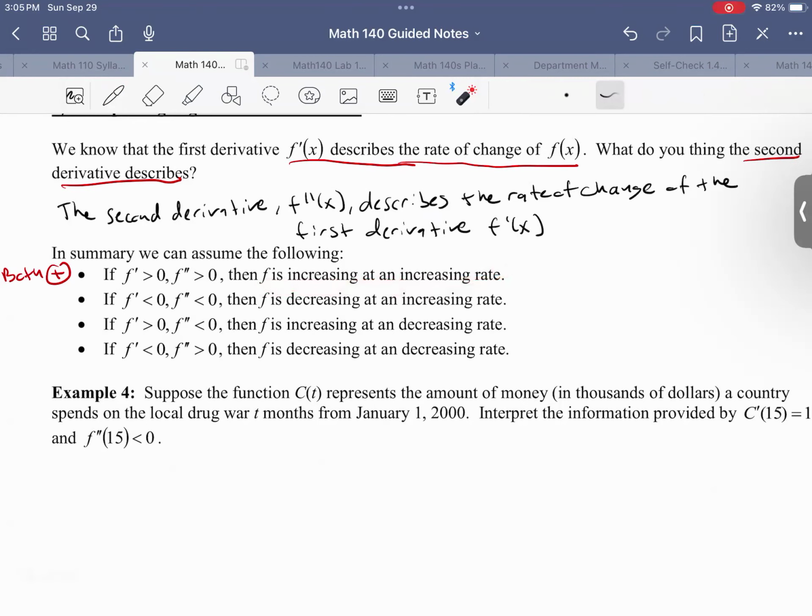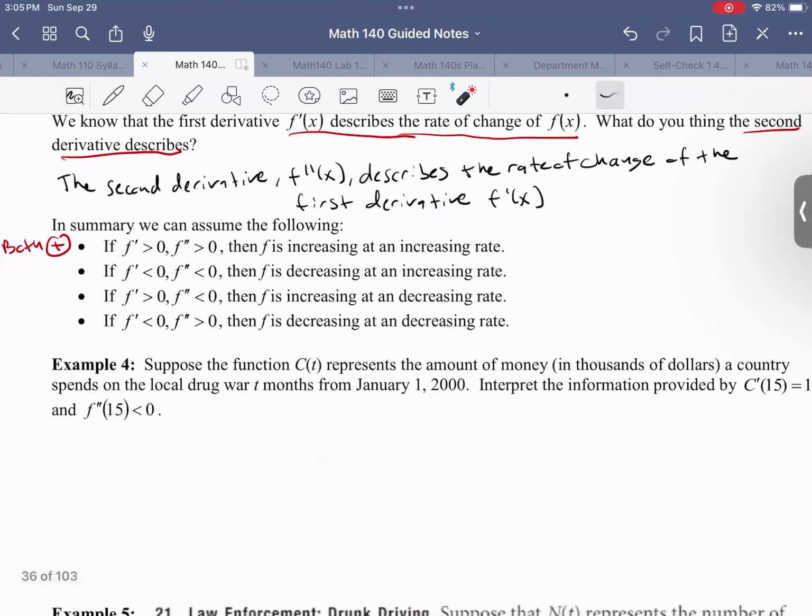Okay. And likewise, if your first derivative is negative and your second derivative is negative, then you are decreasing at an increasing rate. So you're increasingly decreasing, in a sense. I know the language is kind of strange, but you're increasingly decreasing. Okay, so what if you have opposite signs though?